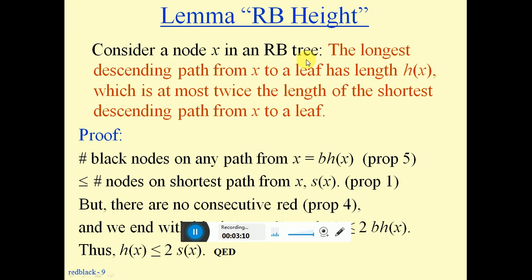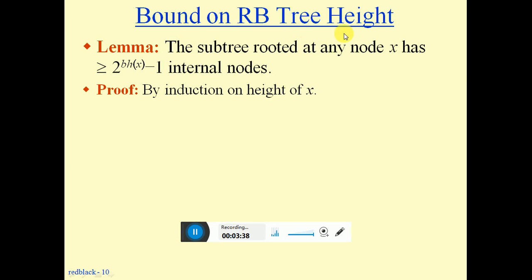So consider a node x in a red black tree. The longest descending path from x to a leaf has length h of x, which is at most twice the length of the shortest descending path from x to a leaf. The black nodes on any path from x, bh of x, are less than or equal to the nodes on the shortest path from x. There are no consecutive reds, by property 4. So, the bound on the red black tree height.